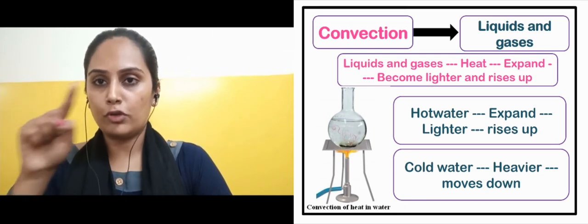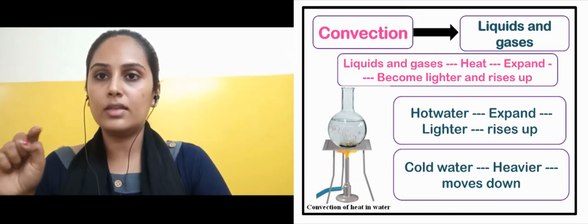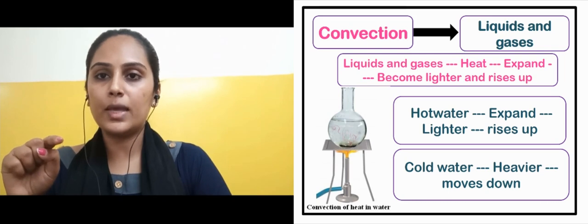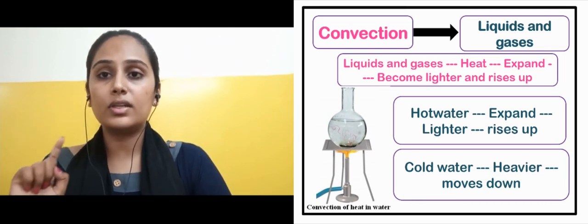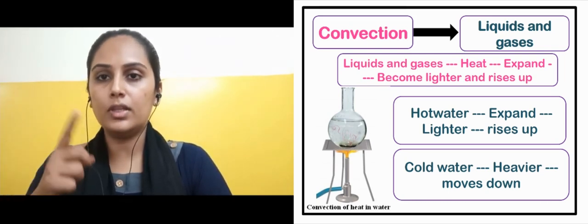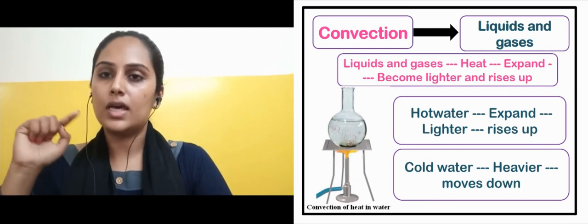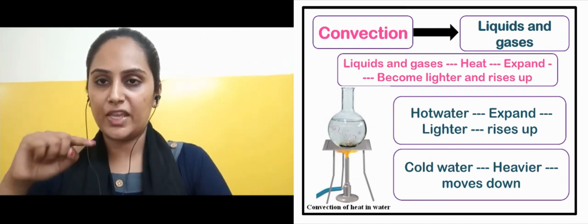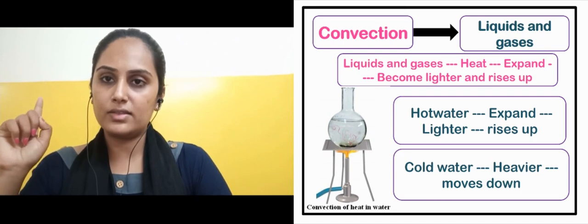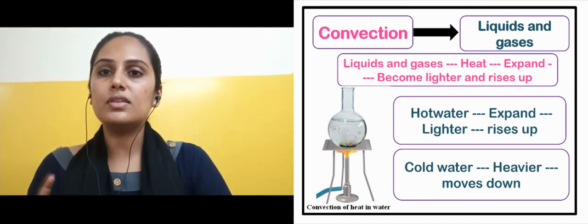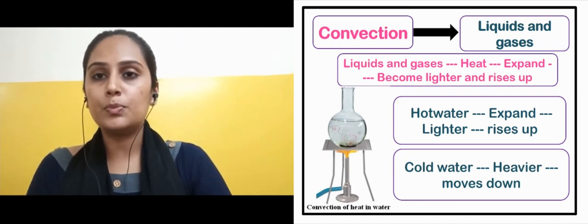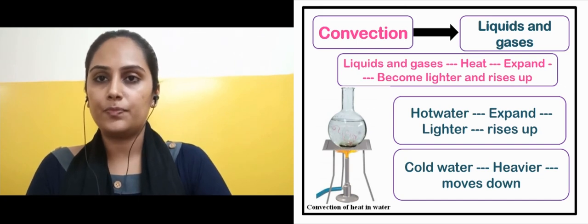And from both sides, the cold water is there. What will happen with the cold water? The cold water is heavier, so it will go down from both the sides. Again, that will get heated. It will expand, get lighter in weight and rise up. And this process goes on. This process is convection.